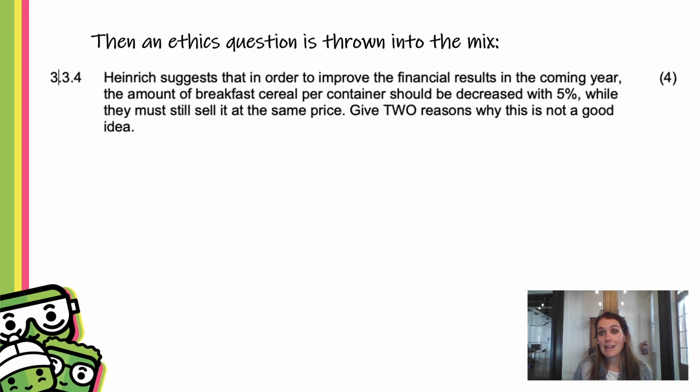So quickly, an ethics question in the mix, because that's what they do as well. So Heinrich is the owner, and he wants to now improve his financial results because clearly he's not making a big profit. He's selling breakfast cereal, and he wants to now decrease the amount of cereal in the box with 5%. So he wants to put less cereal in the box, but he still wants to sell it at the same price without telling the public that he decreased the amount of cereal. So he's still going to say it's 100 grams of cereal, but in fact it's actually less. He's not going to indicate that.